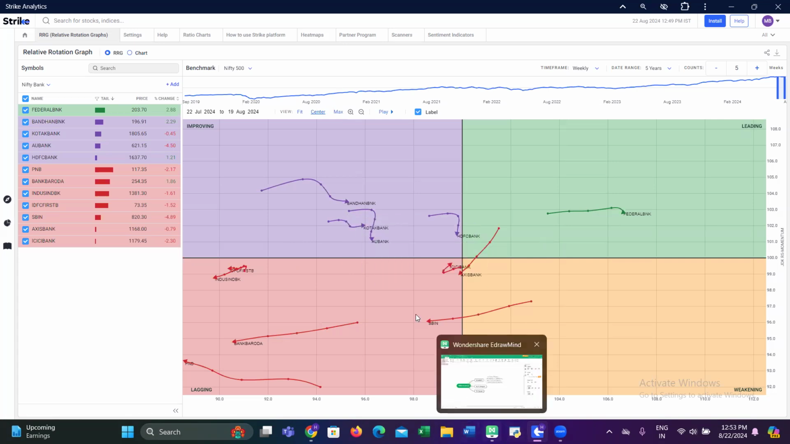So we learned the four conditions, what these four quadrants represent in terms of RS ratio and RS momentum. Everything strong is leading. RS momentum is reducing, but RS is still strong, still good, is weakening. RS ratio is decreasing, and RS momentum is decreasing, is lagging. RS momentum is increasing, but RS is still weak, is improving. And there is a significant chance that the RS will also increase when scripts from improving get into the leading quadrant.